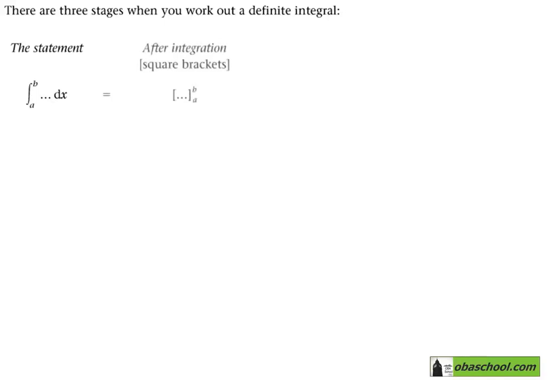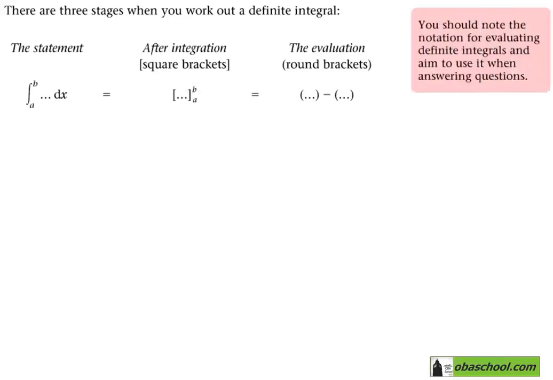After the statement, we solve the integration and we use the square brackets where we need to put the limits, like this. Finally, there is the evaluation, where we have the round brackets or the parentheses. Here we substitute. We write the upper limit minus the lower limit. Now, pay attention to this point. You should note the notation for evaluating definite integrals and aim to use it when answering questions. So, you should know when to use the square brackets and when to use the round ones.